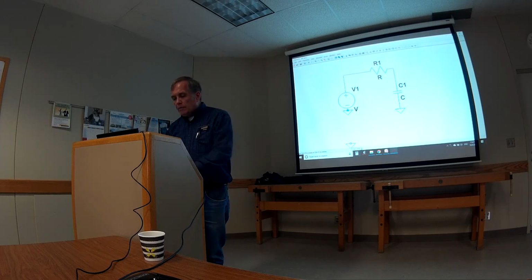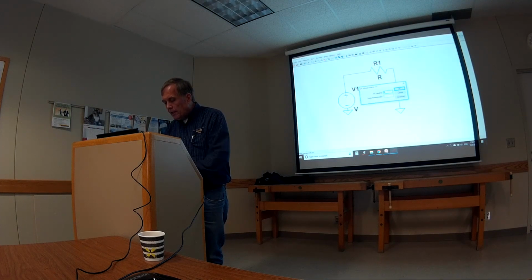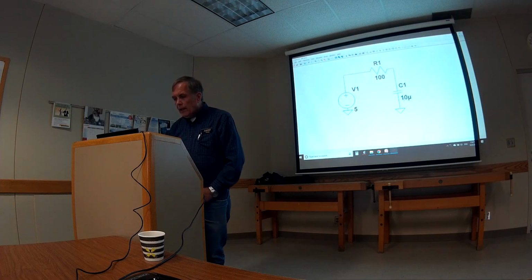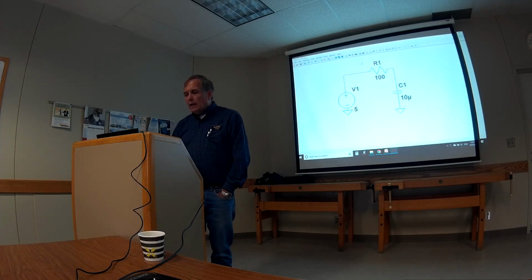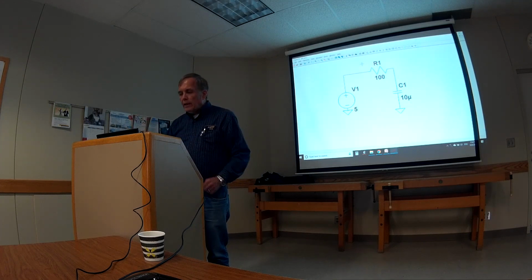And now, how do you put some values in it? Well, we're going to put the voltage. I'll just right-click on that, and I'll say I'm going to put 5 volts in there. And for the resistance, I'm going to say 100 ohms. And for the capacitance, I'm going to say 10 microfarads.